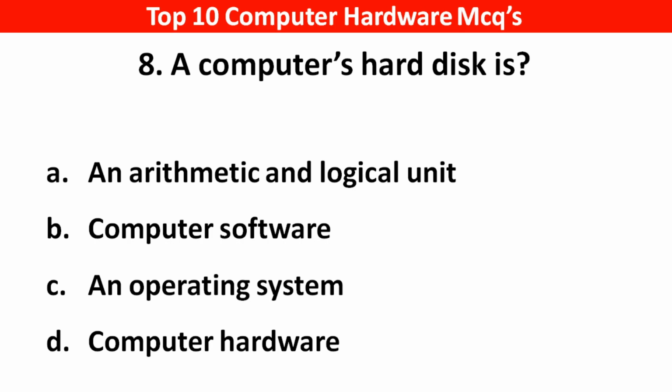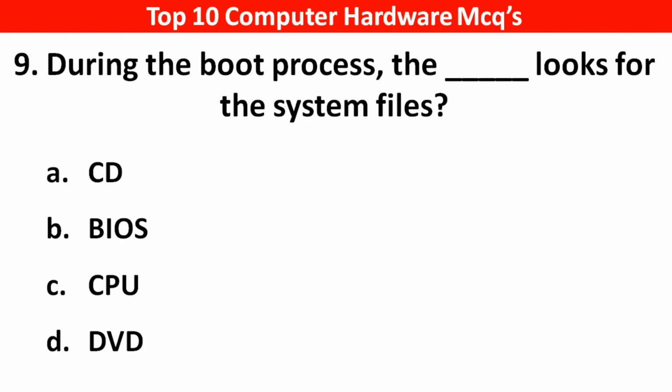options A, an arithmetics and logics unit, B, computer software, C, an operating system, D, computer hardware. Right answer is option D, computer hardware. Next question, during the boot process, the dash dash looks for the system's file.